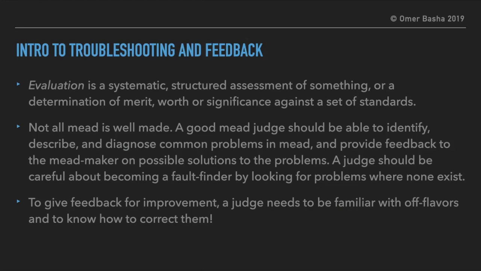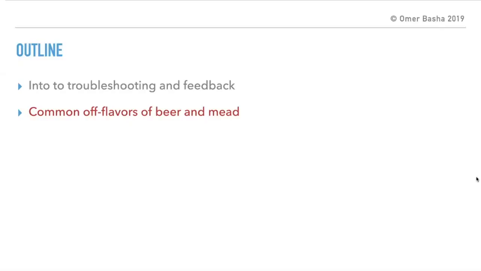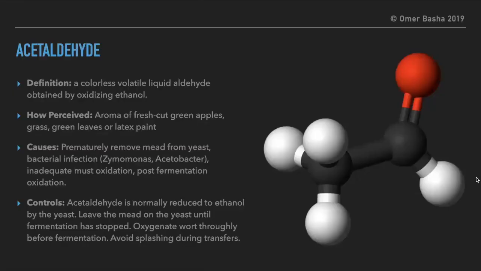To give feedback for improvement, we need to understand the off flavors and flavors that can be in a mead, and how we can control these flavors to better balance the mead and create a better mead to offer the feedback to the mead maker. Next, we'll go on to common off flavors in mead. We're going to do the off flavors by the alphabet. So we'll start with acetaldehyde.